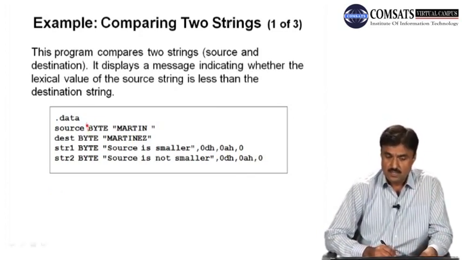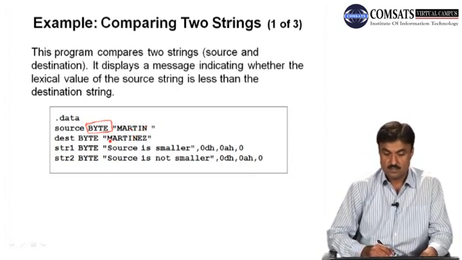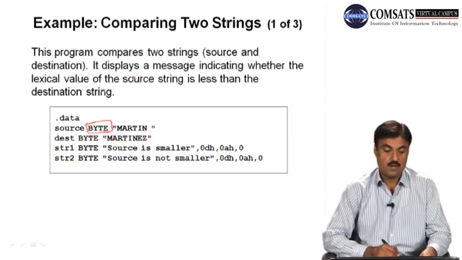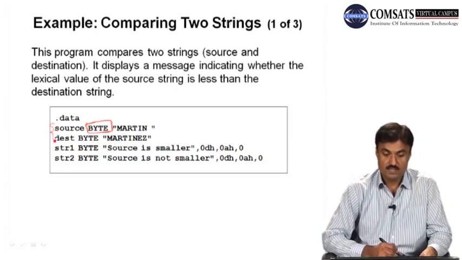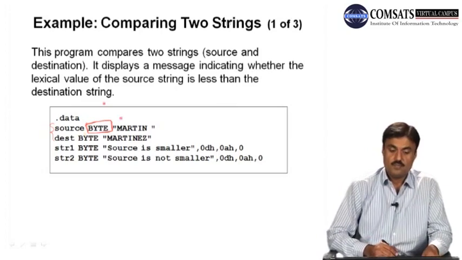the difference: string variables are of type byte. This one is 1, 2, 3, 4, 5, and 6 bytes, so 6 bytes, and the source is 6 bytes, and the destination is 1, 2, 3, 4, 5, 6, 7, and 8 bytes. These are two arrays of bytes, because string variables are nothing but arrays of type byte.